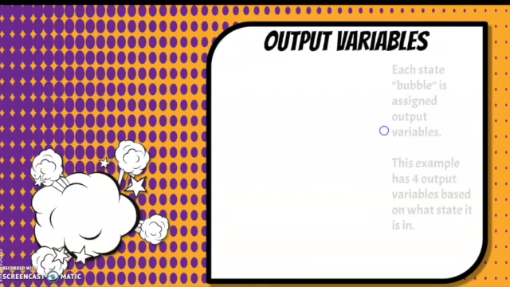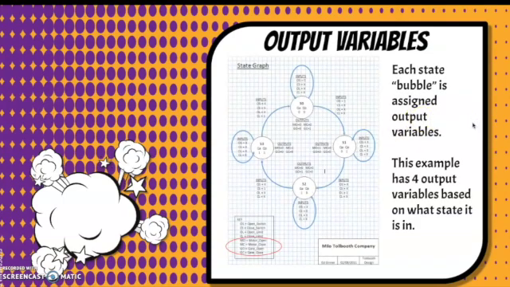Now let's talk about what output variables are. Each state bubble is assigned output variables. Again, we're back to the example that has 4 output variables based upon what state it's in. What you can see here are the output variables. There's a key down here, and these are representing motor open, motor closed, gate open, and gate closed. If we look here at S0, we can see that the outputs are MO equals 0, so motor open is a 0, motor closed is a 0, gate open is a 0, but gate closed is a 1.